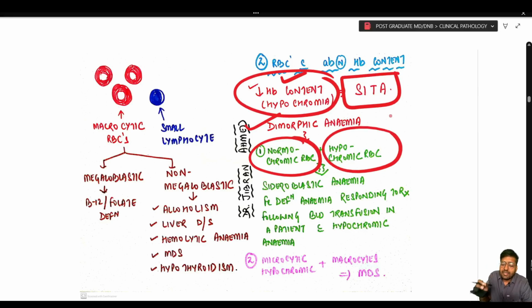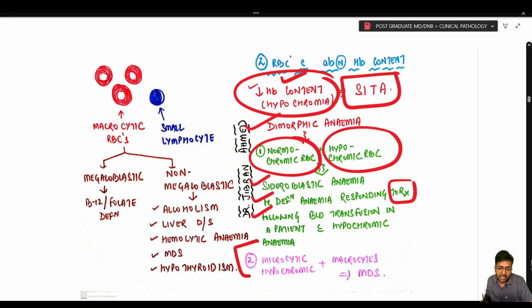So for example, there is a patient of iron deficiency anemia who is receiving treatment. So an iron deficiency anemia patient who is responding to treatment will have both microcytic hypochromic as well as normocytic normochromic RBCs. Along with that, very commonly following blood transfusion in a patient with hypochromic anemia, again over here you will see a dimorphic picture, and less commonly you also encounter the same in sideroblastic anemia. This is the first situation. Okay, so normochromic along with hypochromic RBCs.